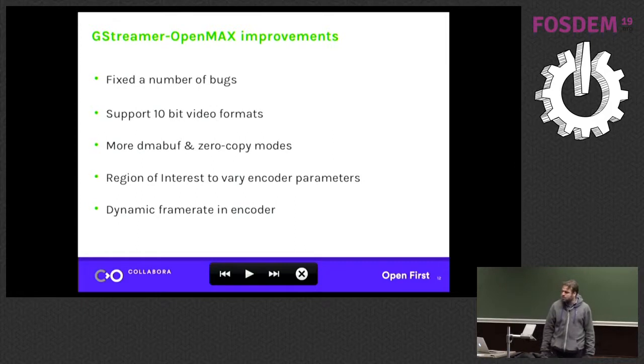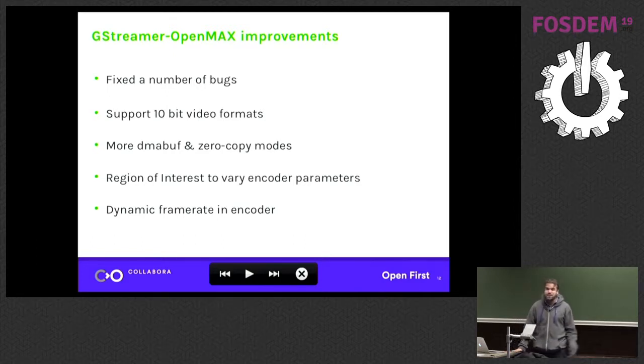We've also done a bunch of work in the GStreamer OpenMax elements. A lot of this is for the Xilinx Zynq MP platform. We fixed a lot of bugs. We've added support for 10-bit video formats for HDR. We have a lot more DMA buff and zero copy modes so that you can connect them in different ways and have one side or the other do the allocation depending on what's better for your specific use case.